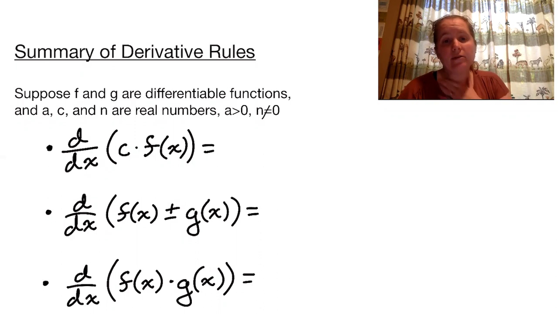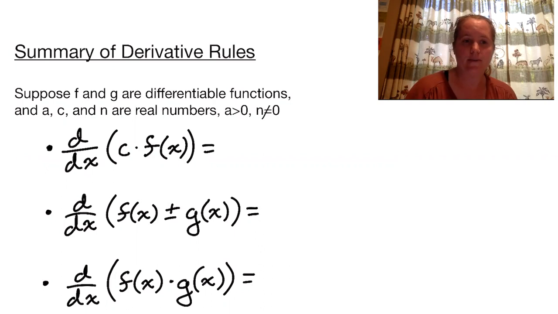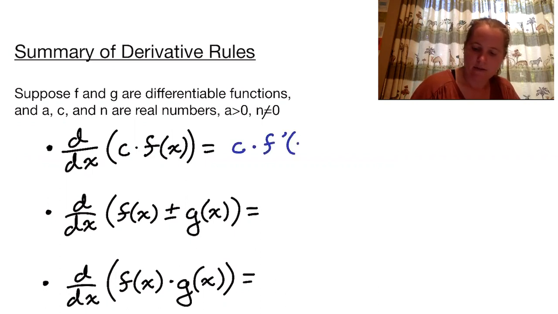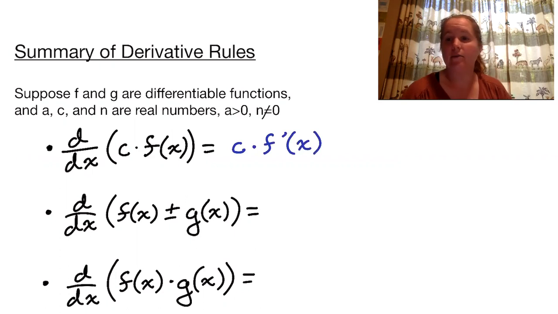So suppose that f and g are differentiable functions. And then a, c, and n will be real numbers, a greater than 0 and n not equal to 0. So first up, we have our scalar multiple rule. If we wish to take the derivative of c times f of x, this is just c times the derivative of f of x, or f prime of x.